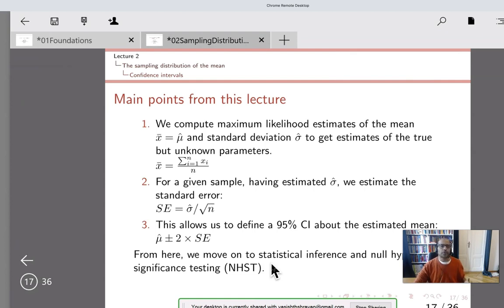So the main point I want to get across here is that we are going to compute the maximum likelihood estimates of the mean, so x bar, which I'll sometimes call mu hat, and we will use an estimate of the standard deviation, sigma hat, to get an estimate of the standard error as well, right? And this allows us to define this 95% confidence interval, which we will in a kind of sloppy way use to characterize our uncertainty of the sample mean. Okay, but really the standard error and the mean mu hat will be used to carry out null hypothesis significance testing, which I'm now going to quickly review.